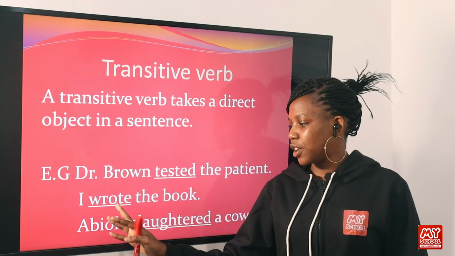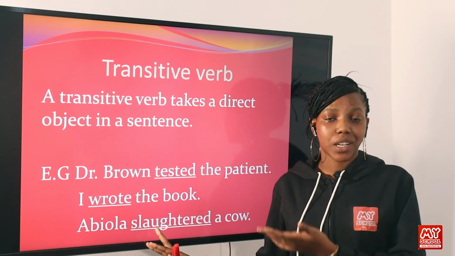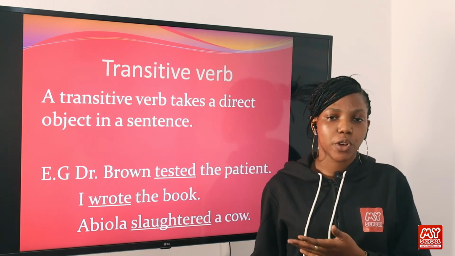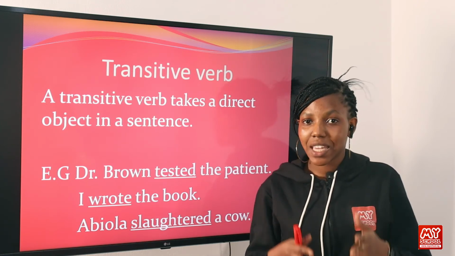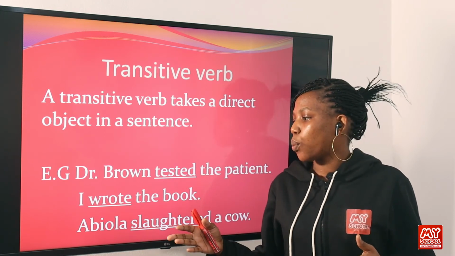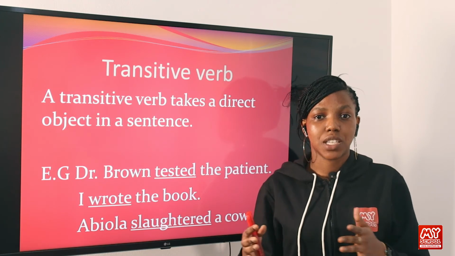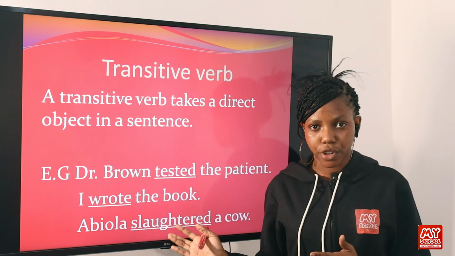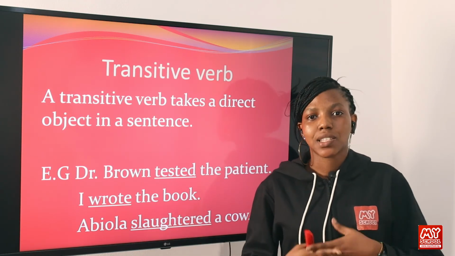So this kind of verbs are called transitive verb because they take a direct object. So this is to say in general or in conclusion that we can only determine if a verb is transitive in a sentence. So when they ask you what type of verb is tested, you can't tell except it is used in a sentence. So in a sentence like this, it is called a transitive verb. Now let's take a look at the next type of verb.